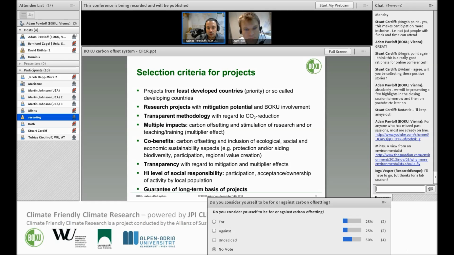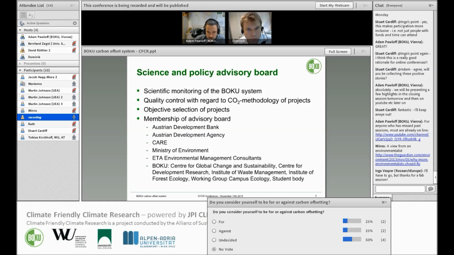So there needs to be inclusion of ecological, social and economic sustainability aspects. For example, issues such as biodiversity protection, soil preservation, but then also participation and regional value creation, and a high level of social responsibility within these projects.